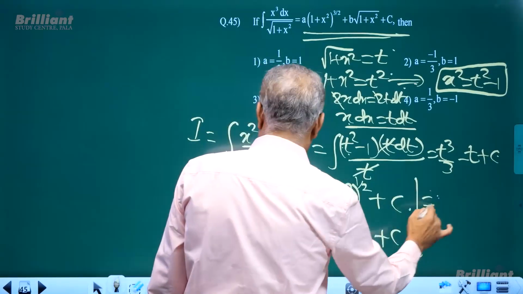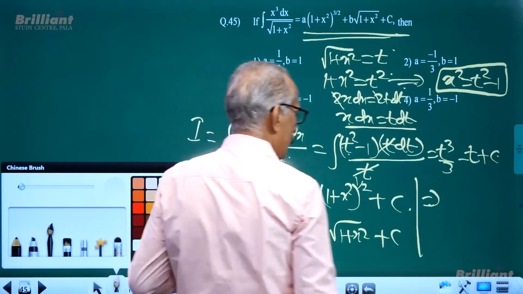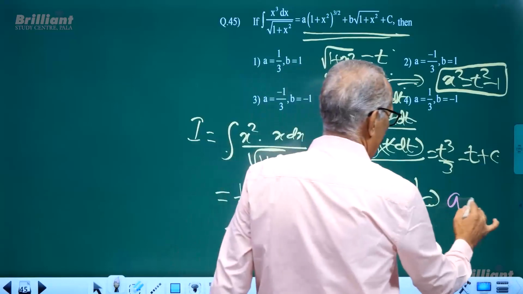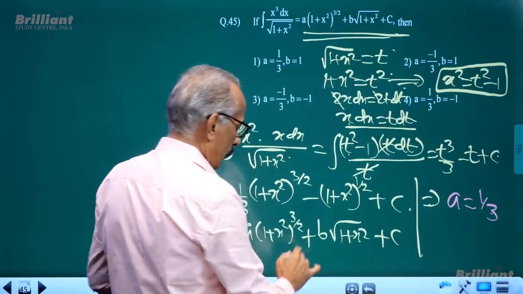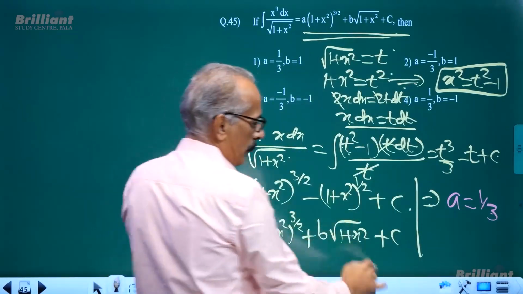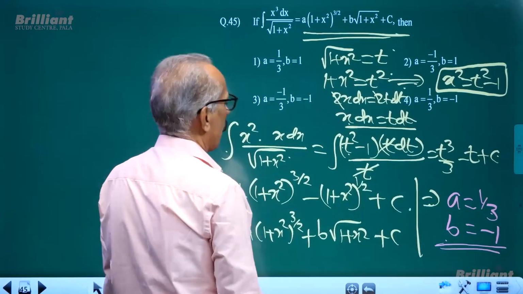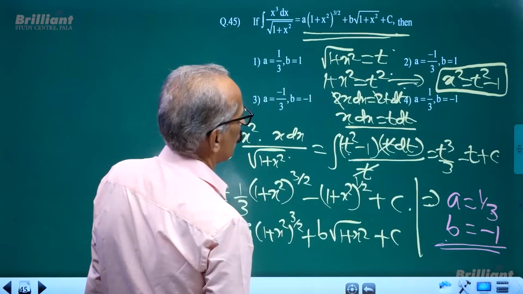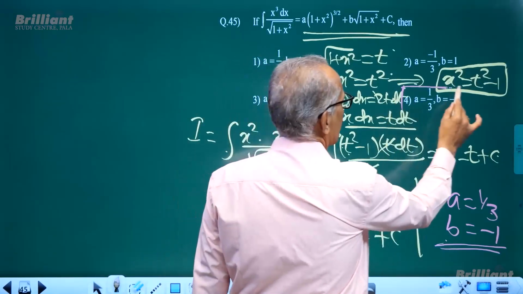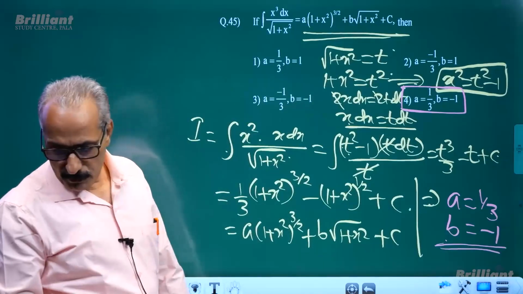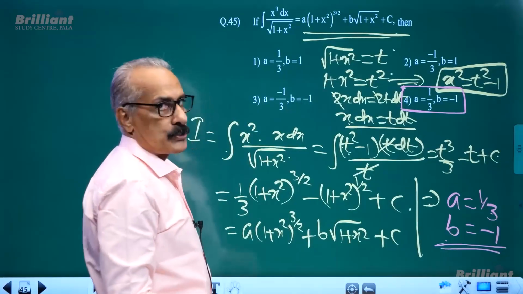Now compare. What do you get here? After comparison, your a will be 1 by 3. a equal to 1 by 3. This is plus b. b is equal to what there? Minus 1. So a is equal to 1 by 3, b is equal to minus 1. So the fourth one is your answer. a is equal to 1 by 3, b is equal to minus 1.